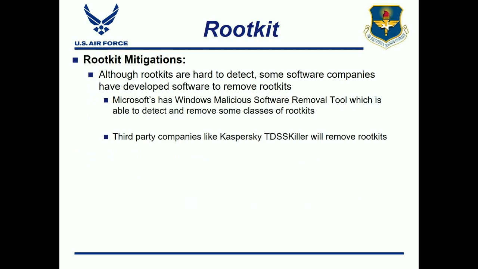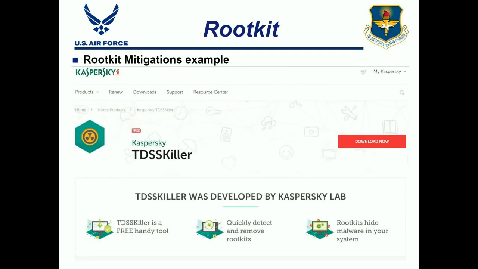Now, to mitigate these rootkits, although rootkits are hard to detect, some software companies have developed software to remove them. Microsoft has the Windows Malicious Software Removal Tool, which is able to detect and remove some classes of rootkits. There are third-party companies like Kaspersky, with TDSS Killer, which will remove rootkits. And here's a screenshot of what it looks like. This is free software, and you just download it, install it, run it, and it should scan your system for all rootkits that it detects.